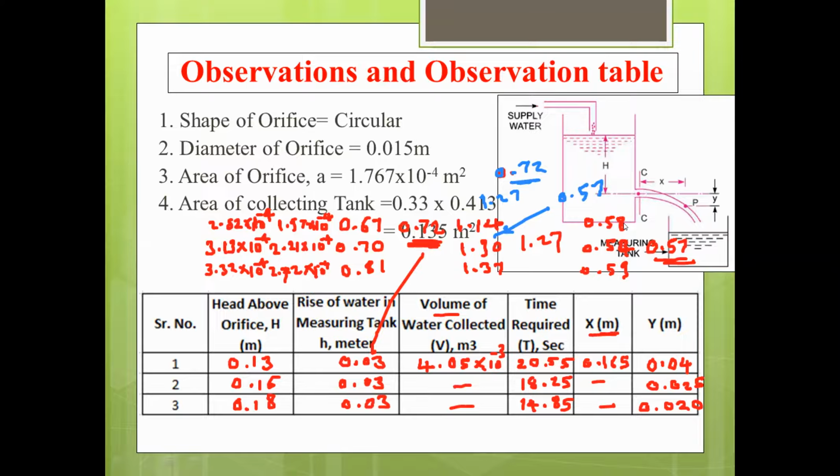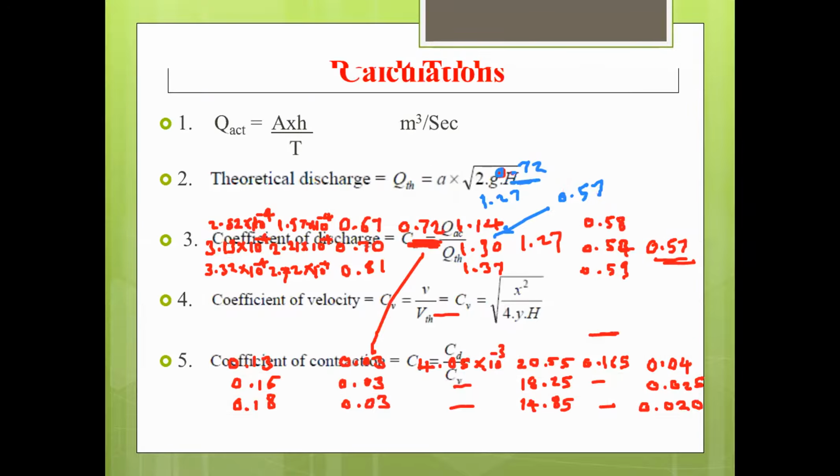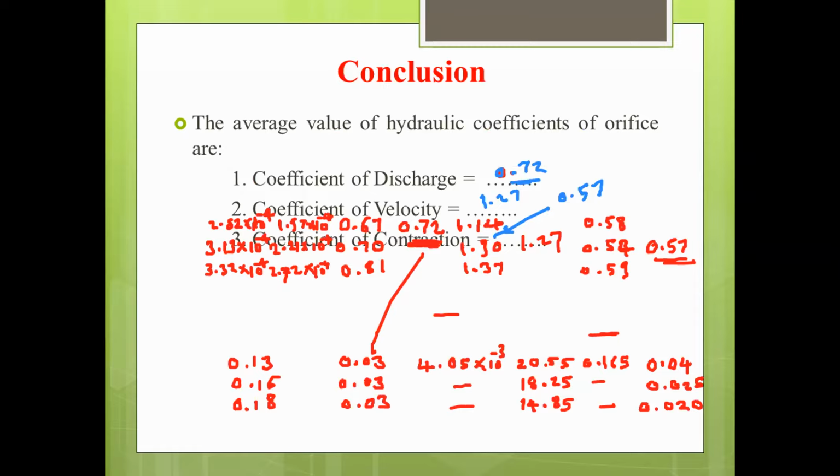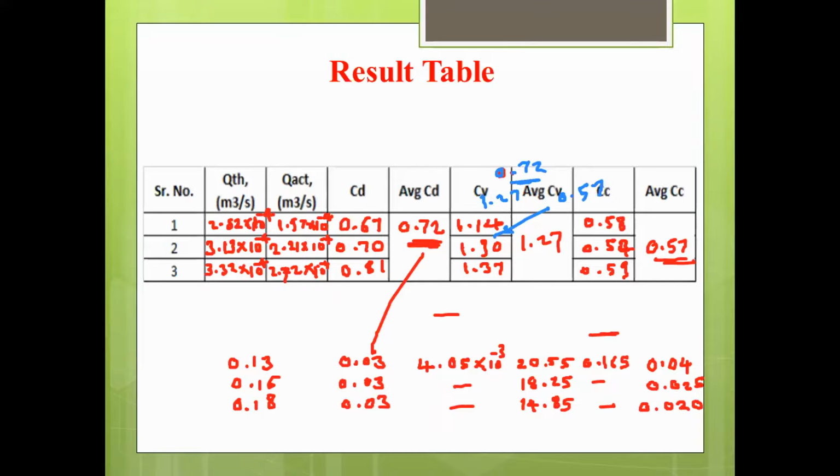Observation table, these are the readings for the observation, and this is the result table reading, and these are the calculations for the conclusion value. Has anyone solved? Have done the calculation? Let me know.